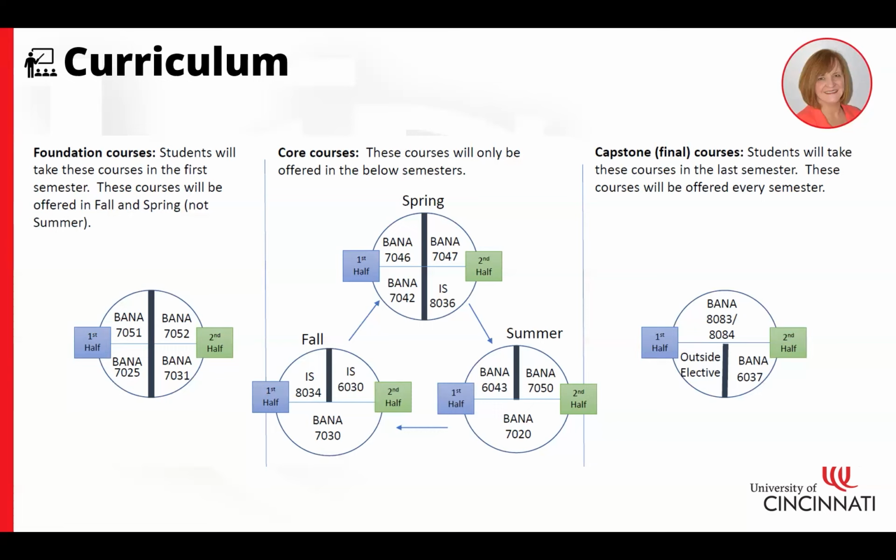And after you've covered all 3 of those core courses, there are some electives in there as well. Then you're going to bounce over to your final semester where you're going to take your capstone, another elective, and then the BANA 6037, which you probably don't know what that is, but that's our data visualization course. So that's how these are generally going to fit together for you in the carousel mode.